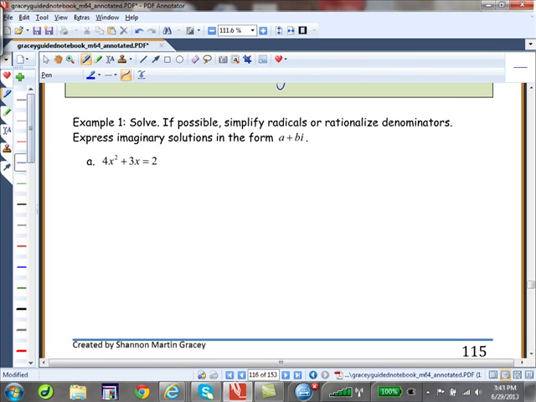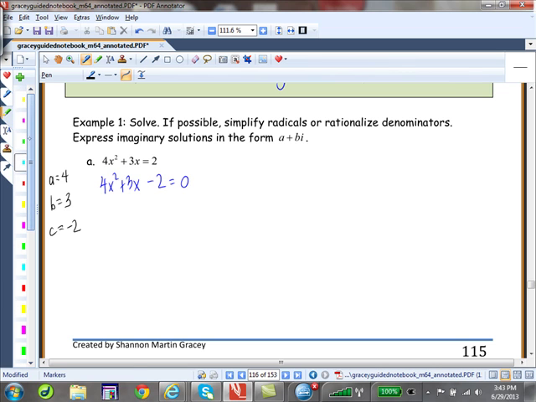Okay, so first example. So take a look. Is this in standard form? What do you think? Good. We have to get 0 on one side, so we need to subtract 2 from both sides to get this in standard form. But now it's in standard form, and we have, what's my a? Good. a is 4, b is 3, and c is, good, negative 2. You keep the sign with it.